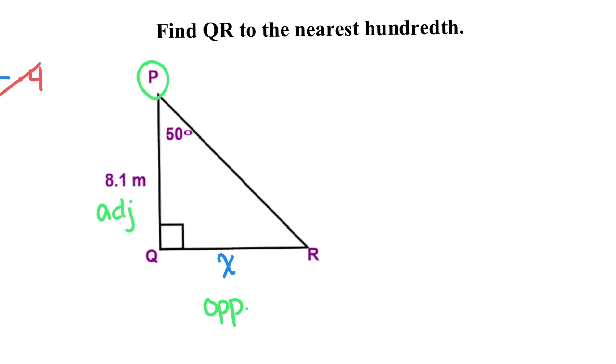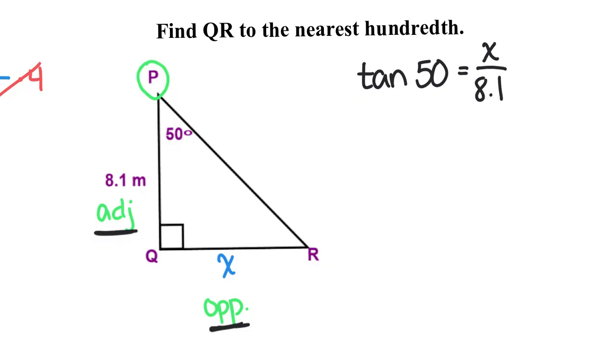So now we need to think of what ratio uses the opposite and the adjacent, and that would be tangent. So to set up our equation, we say the tangent of our angle measure 50 is equal to our opposite x over our adjacent, which is 8.1. Now we have an equation that we can solve for x. So we can multiply by 8.1 on both sides. So we get x is equal to 8.1 times the tangent of 50.